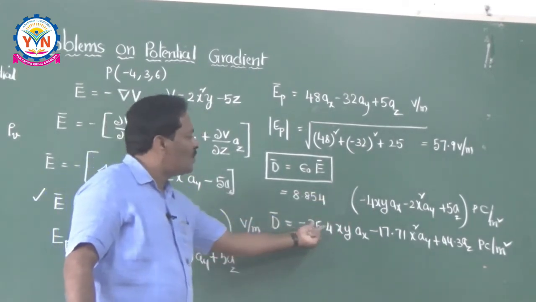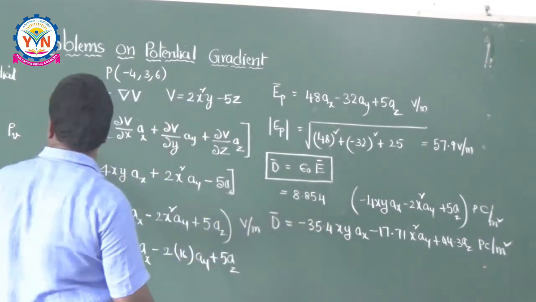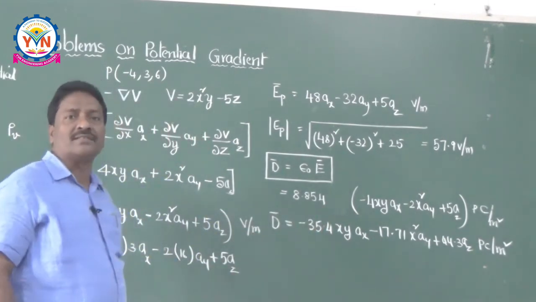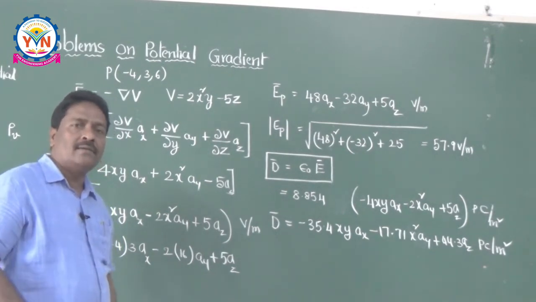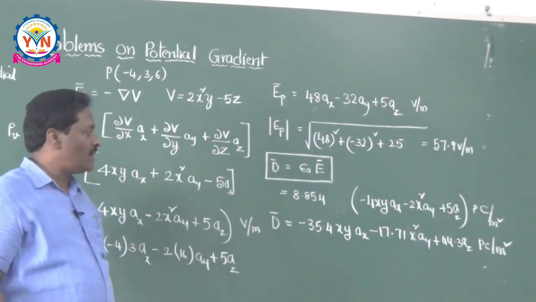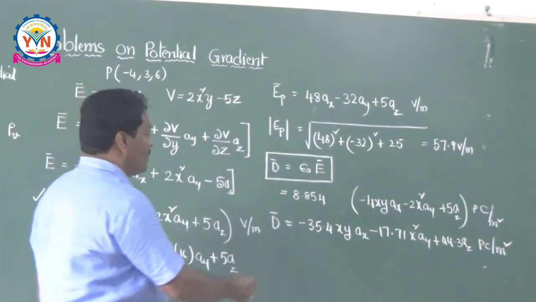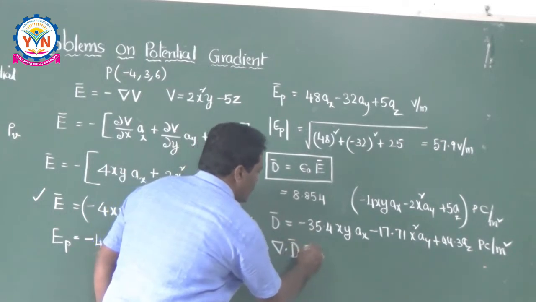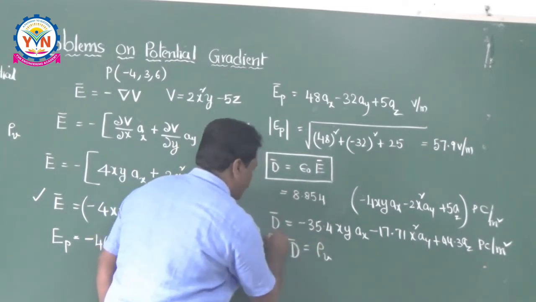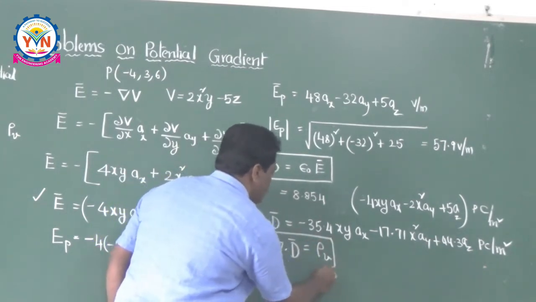Once D bar is known to you, my dear friends, he is asking the last and final parameter, rho v, the charge density. If you want to calculate the charge density, you have to use the integral form of the Gauss law. What is the Gauss law form? Del dot D bar is equal to rho v. This is the formula you have to use now.